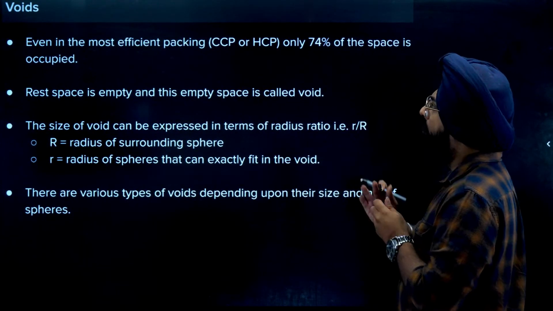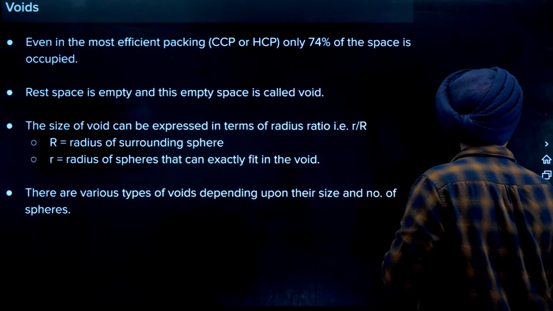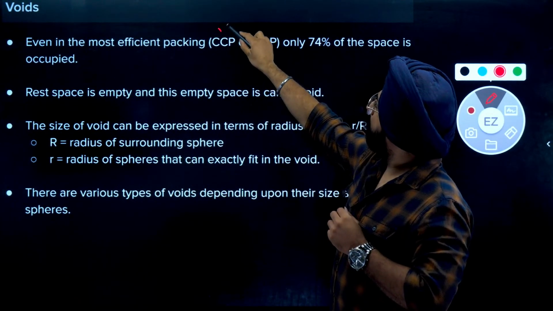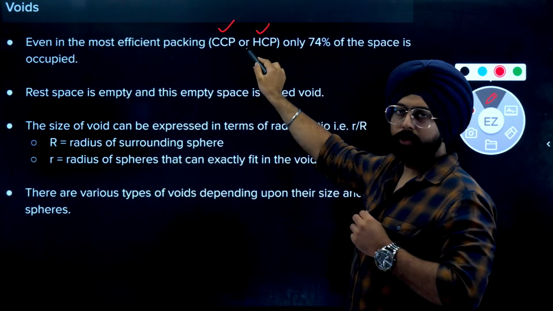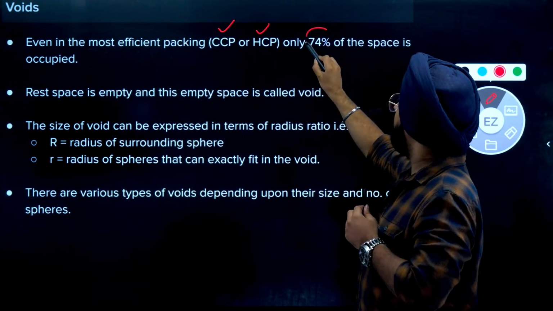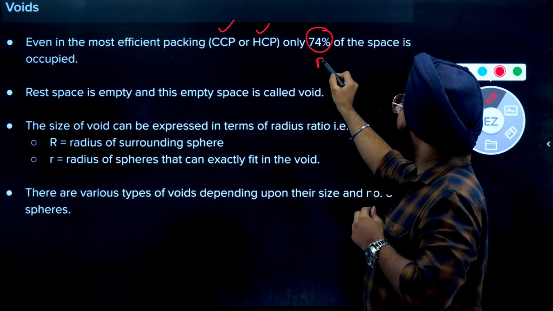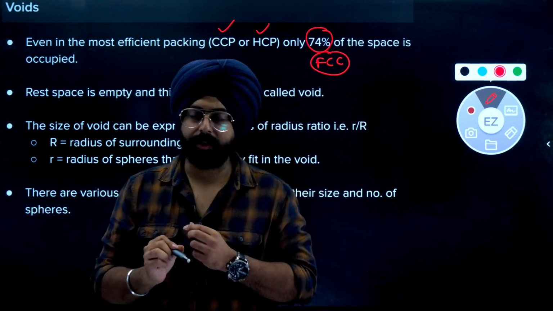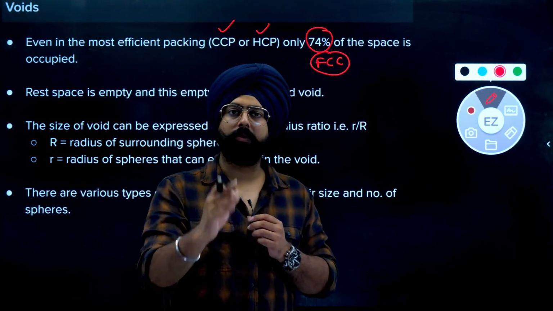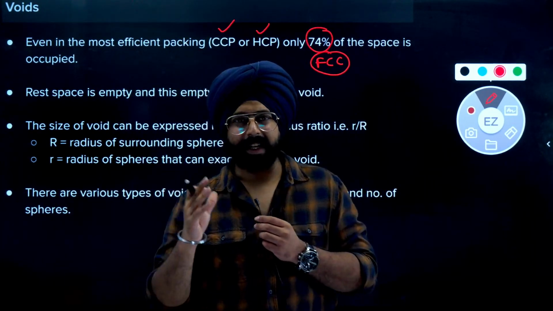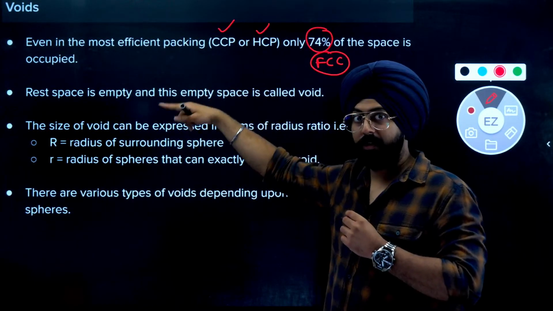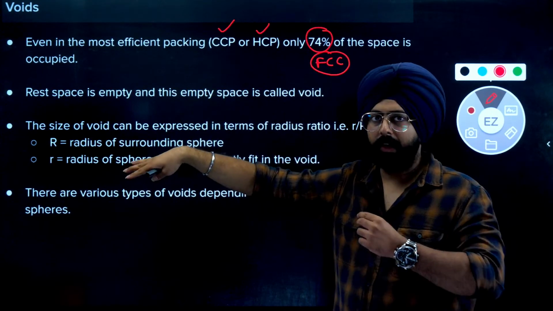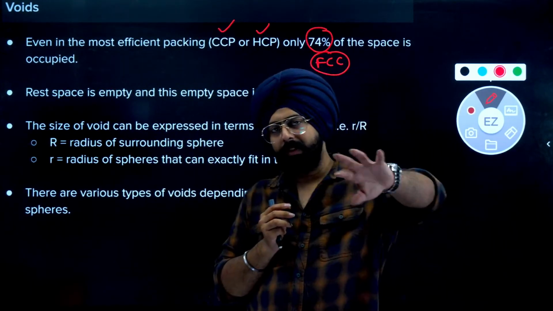So what is written in voids? Even in the most efficient packing, be it cubic closed packing or hexagonal closed packing, both of their efficiencies are 74%. We have already derived this for FCC in the previous class. For the hexagonal closed packed unit cell, the hexagonal unit cell that we saw today, the packing efficiency is 74%. Just remember it for now. How to calculate it? It's very difficult.